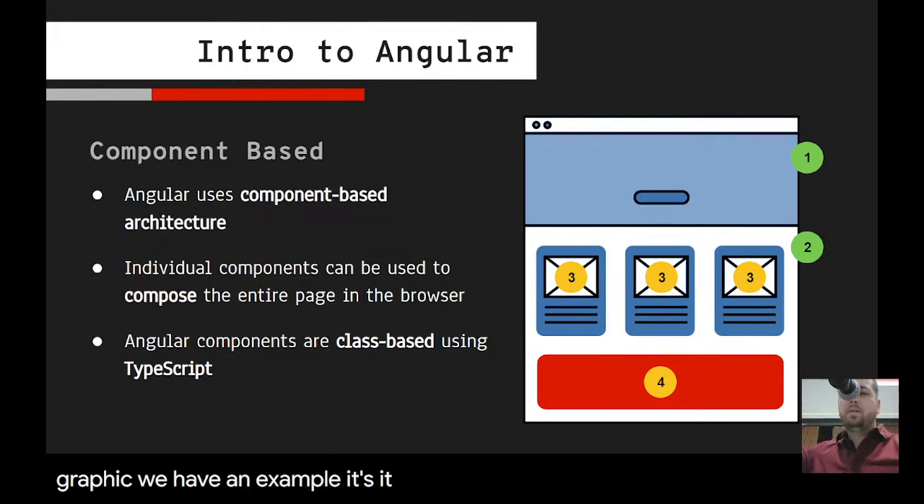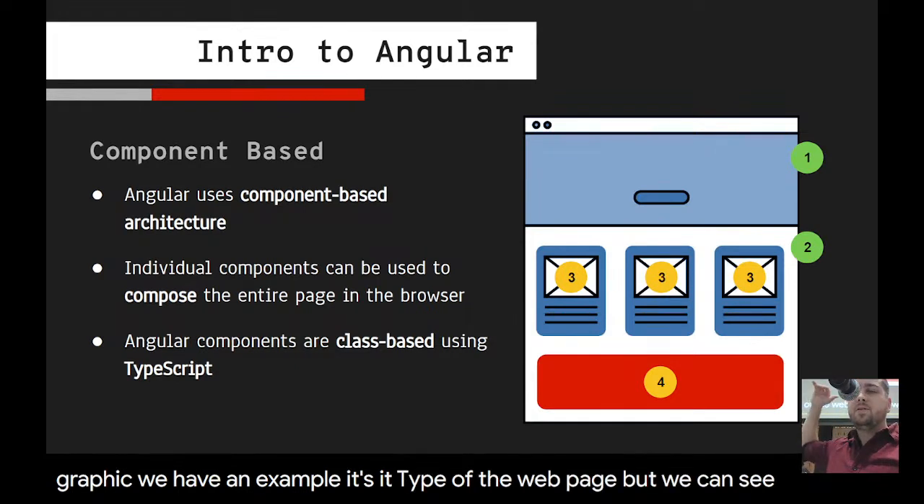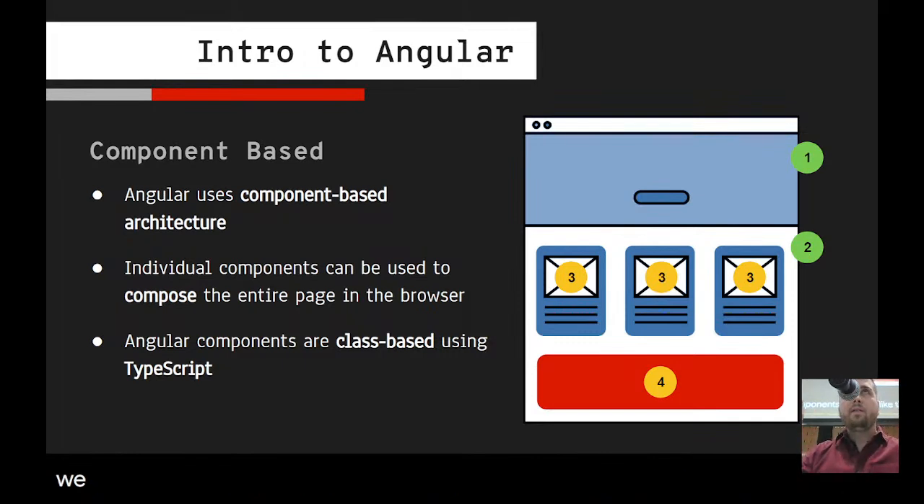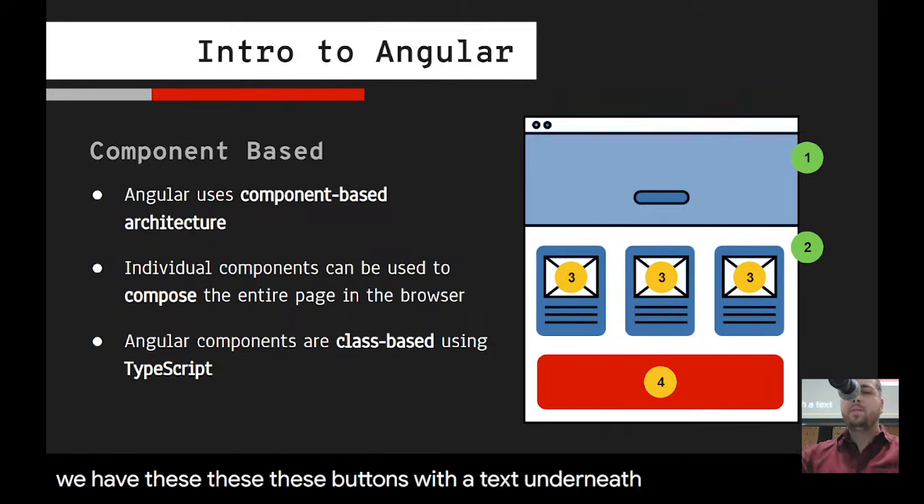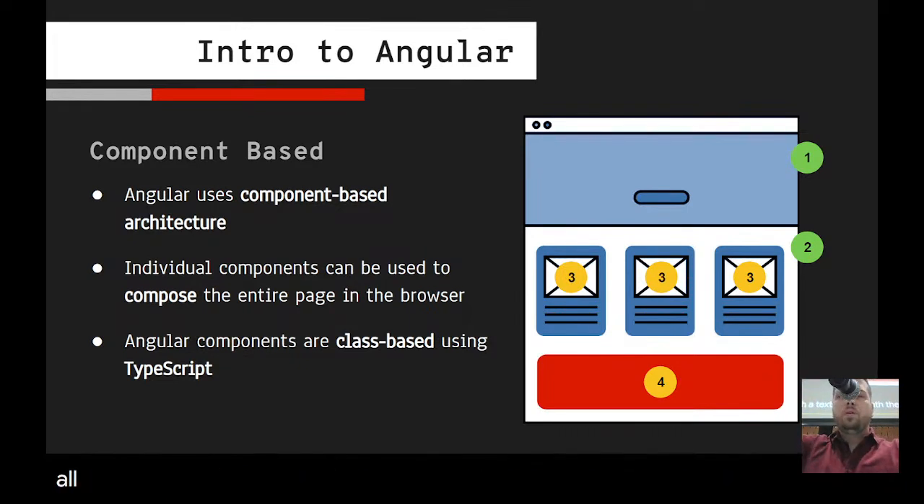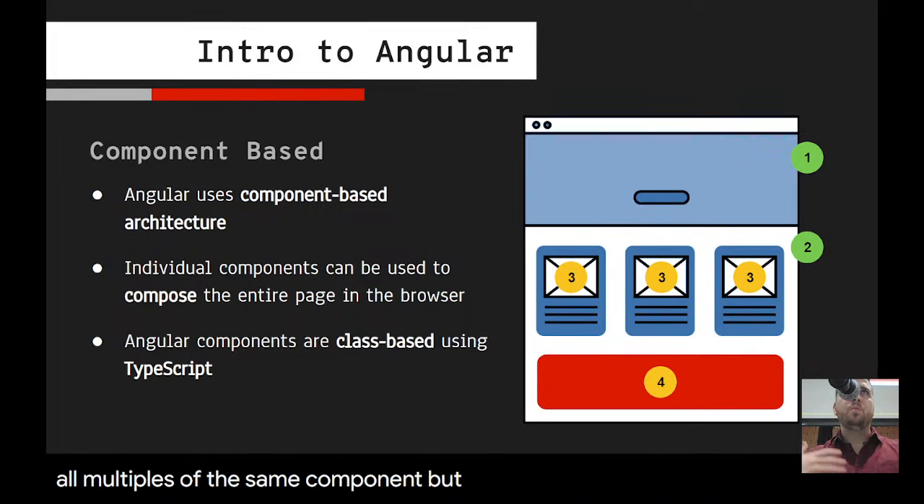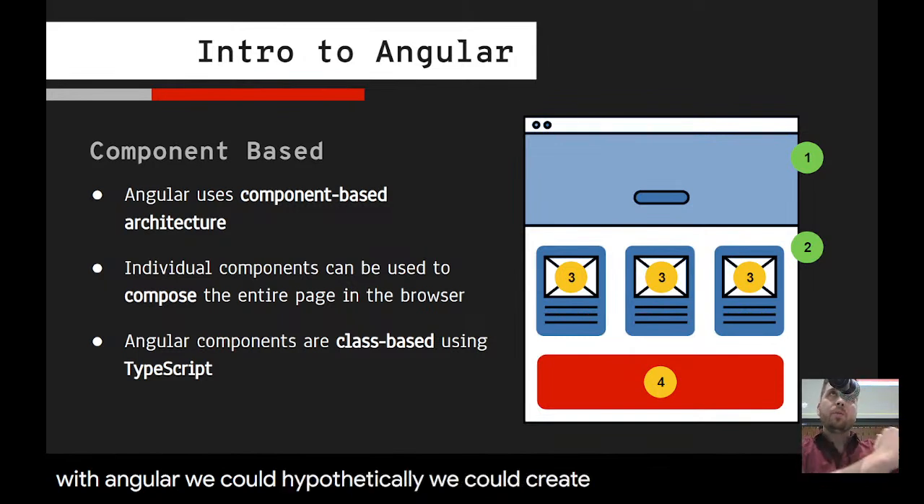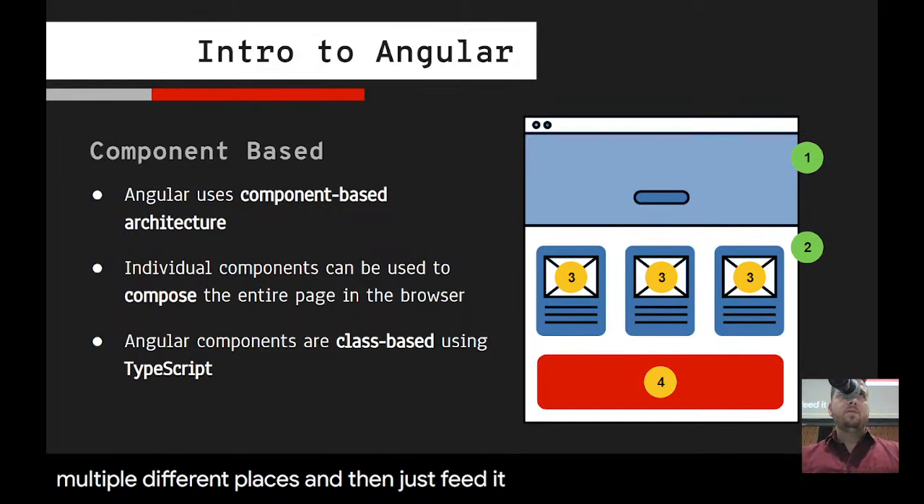It's a very generic icon type of a web page, but we can see there's different things pointed out as components. We have the banner up top. We have these buttons with text underneath them, and those are all multiples of the same component, but probably with different values. And so with Angular, we could hypothetically create a component, put it in multiple different places, and then just feed it different values.